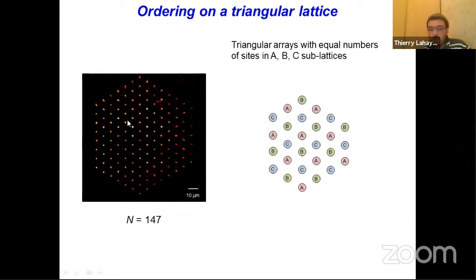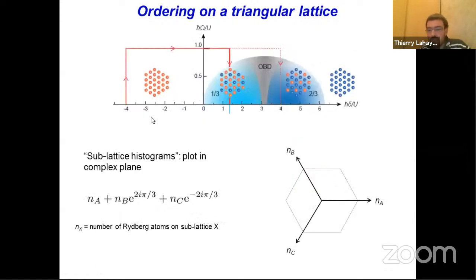And so if you take this kind of array and do the same kind of sweeps, then of course you will get many snapshots, you repeat the experiment and so on. And one way to plot the results is to plot what we call sublattice histograms. So you just count in your lattice, in your snapshot at the end, how many Rydberg atoms are on the sublattice A, on the sublattice B, and on the sublattice C. And you just construct this complex number. And so basically, all the points will lie in a hexagon like this.